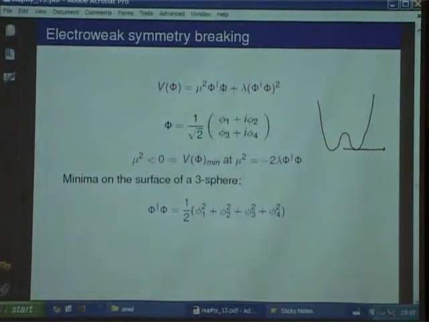So if you want to find where the minimum is, this we did last time. The minimum happens to be at mu square is equal to 2 lambda times phi dagger phi. That corresponds to the solution phi dagger phi is minus mu square by 2 lambda. And mu square is negative, so this is a positive quantity. So phi 1 square plus phi 2 square plus phi 3 square plus phi 4 square is constant, given by minus mu square by 2 lambda.